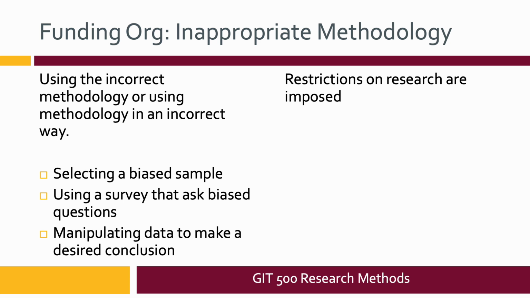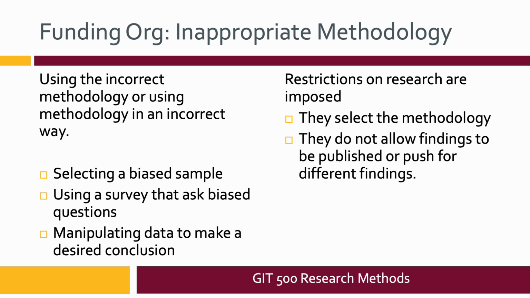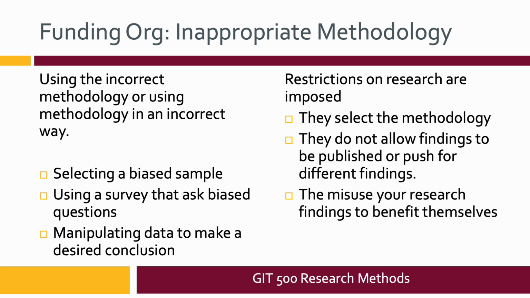Restrictions on research can be imposed by funding organizations. It's additional things that happen. They might insist on selecting the methodology, even though you as a researcher may know that is incorrect. They don't allow findings to be published, or they push for different findings, and that's where that manipulating of data can come in. Or they take your data and misuse it, your findings, to benefit themselves or their organization. The reason why this happens is because they're giving money to the researcher to do this research, and they basically hold all the power.